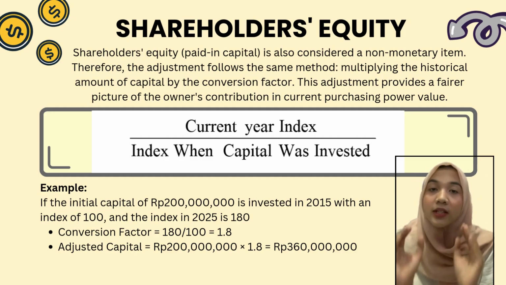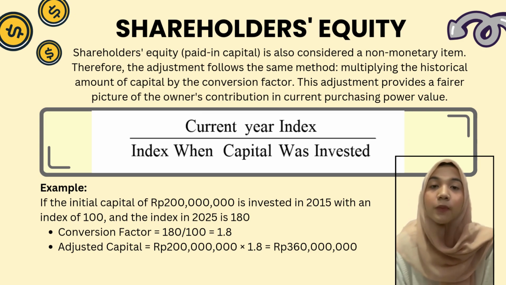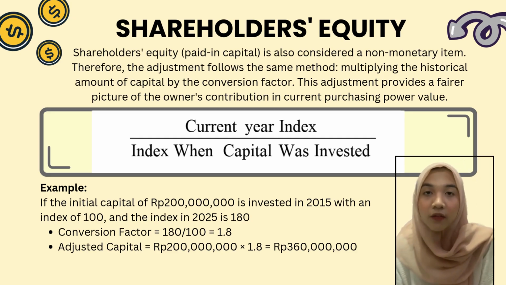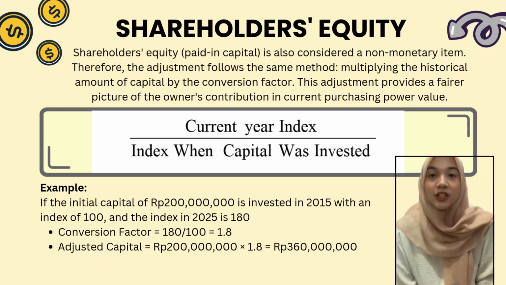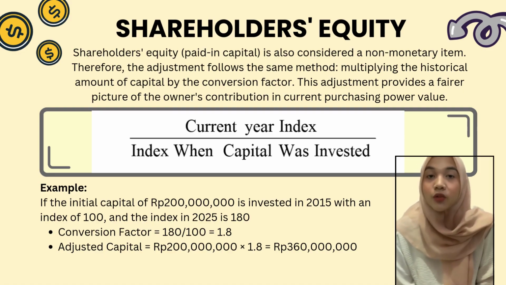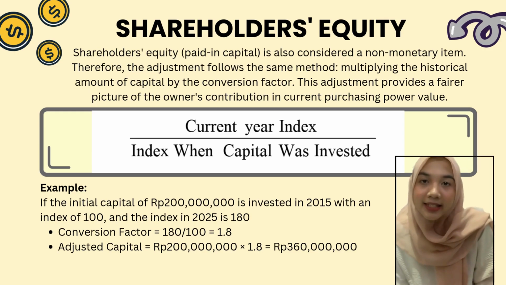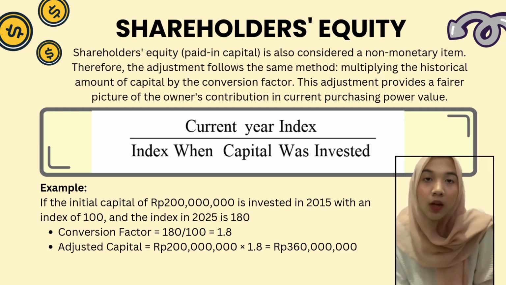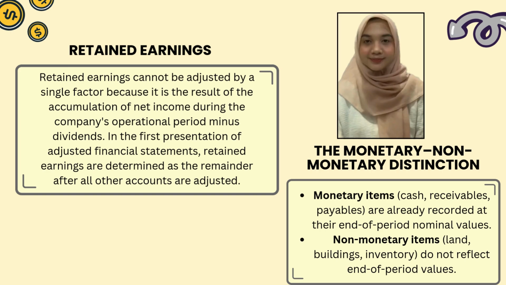And for the example, if the initial capital of 200 million is invested in 2015 with an index of 100 and the index in 2025 is 180, the conversion factor is 180 per 100, which is 1.8. The adjusted capital is 200 million multiplied by 1.8, which is 360 million. So the paid-in capital is now equivalent to that in purchasing power value in 2025.